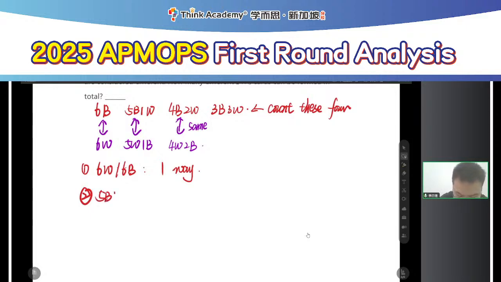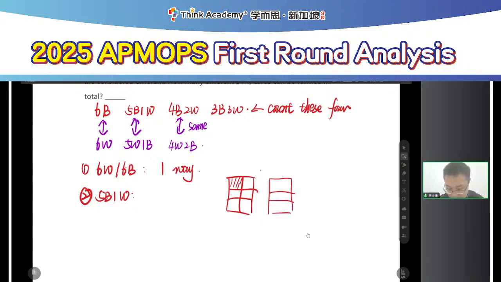And then for 5 black, 1 white. Generally speaking, the white one can be put everywhere, but this picture is symmetric. So now this one and this one are the same. But the very troublesome thing is that you should notice, of course, these two are different. So tell me, are the first one and the third one the same or different?